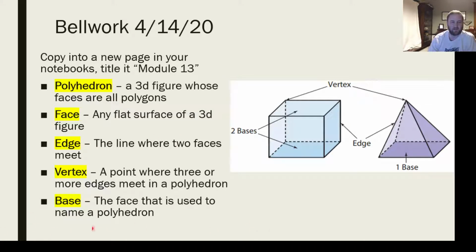And then a base is the face that's used to name a polyhedron. Usually the base is the bottom. Okay, it's the flat surface that's on the bottom. And then if there's a face that's parallel to the one on the bottom, that's also a base. So for example, this prism here, this bottom is a base, and then this one at the top is parallel to it, so it's also a base. So this shape has 2 different bases. They're both rectangles. Okay, this pyramid here only has 1 base. You'll see that it's got 1 shape here on the bottom. There isn't anything that's parallel to it, so it just has 1 base. Okay.